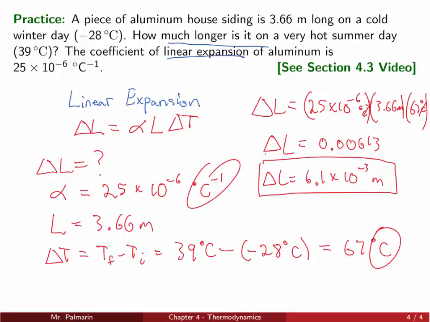Now, if you wanted to convert that to centimeters, so you can just get a picture of what that looks like, you're going to times that by 100, and that actually comes out to be 0.61 centimeters. So now you can kind of visualize a very small expansion, but certainly measurable. Okay, so that's basically thermal expansion.